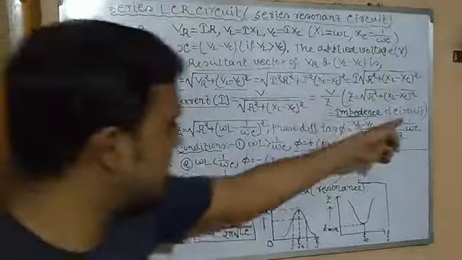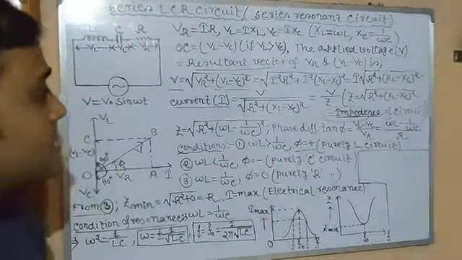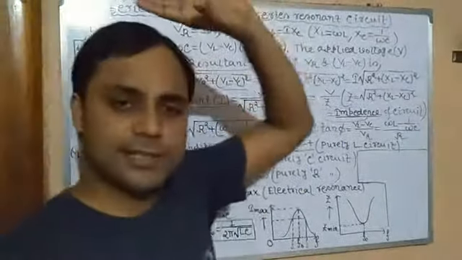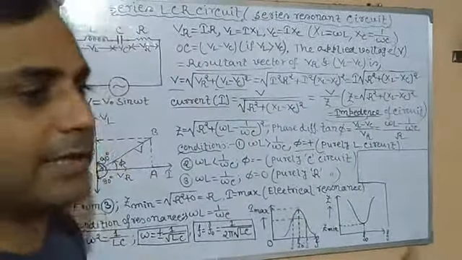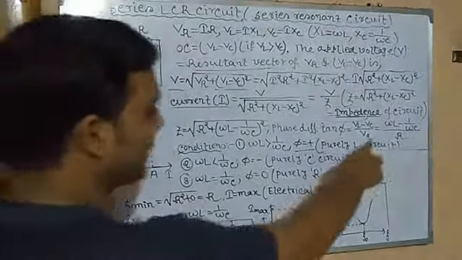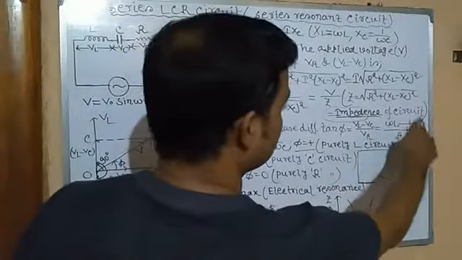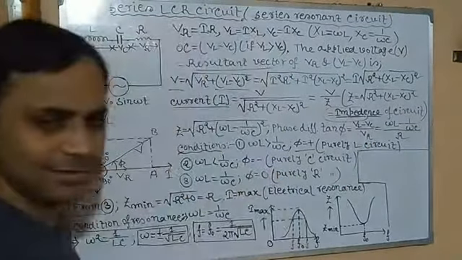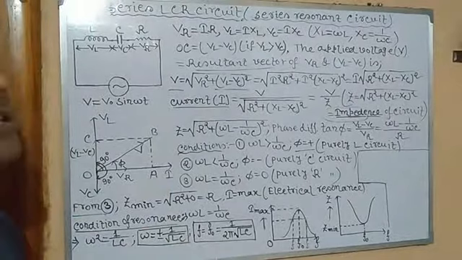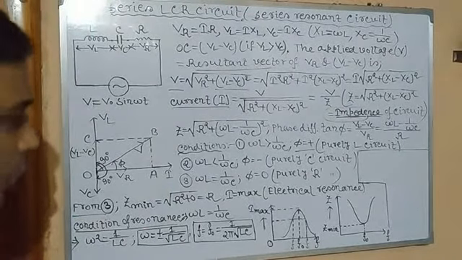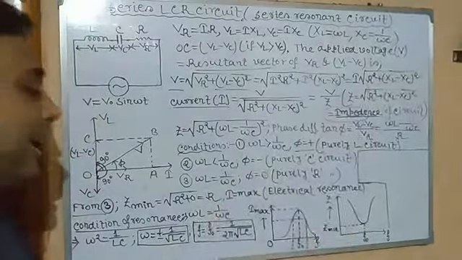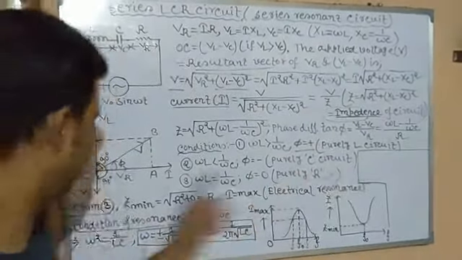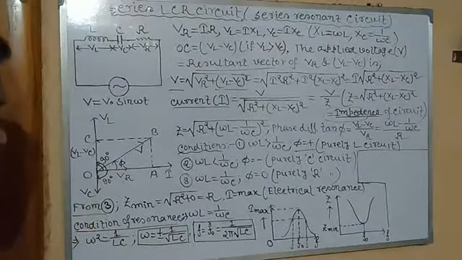If omega L is less than 1 by omega C, means if XL is less than XC, inductive reactance is less than capacitive reactance, or capacitive reactance is greater than inductive reactance, then obviously this is less, this is greater, so it will be minus. Voltage was plus, now voltage is minus. Voltage is lagging, current is ahead. It is a purely capacitive circuit.